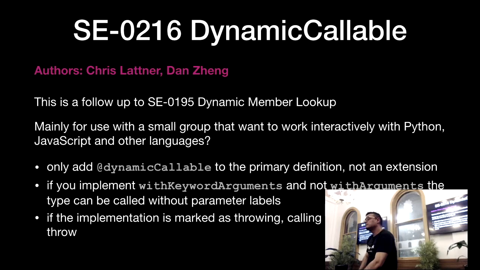Dynamic callable. Now if you see, the author is actually Chris Lattner, and you know that he's with Google, and he is quite passionate about Python. So with 4.2, we had the dynamic member lookup. Anybody use that?